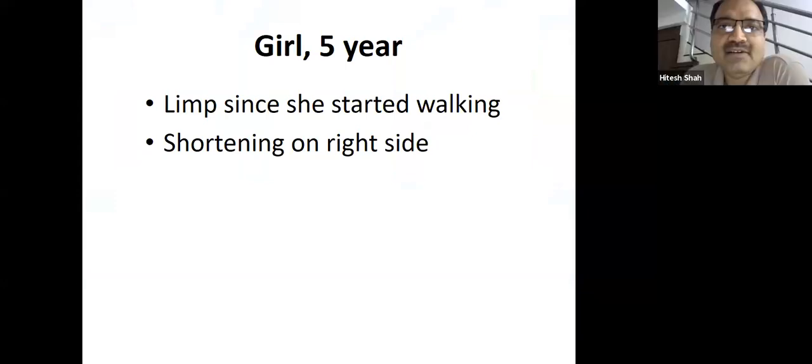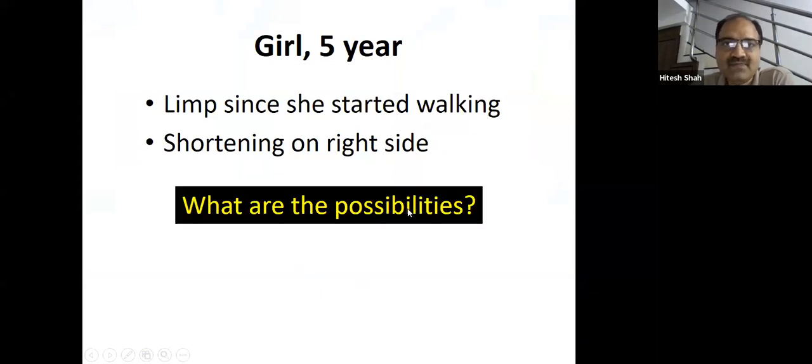Okay. We are going to discuss two cases. These are very commonly kept in the DNB as well as the MS exam. So this is a 5-year-old girl presenting with a limp since she started walking, and the parents notice shortening on the right side. So these are the main chief complaints.